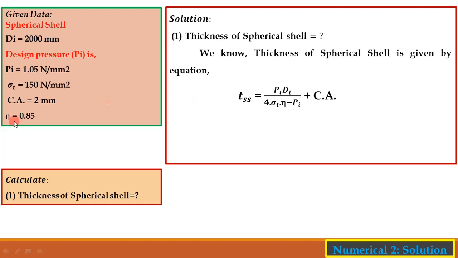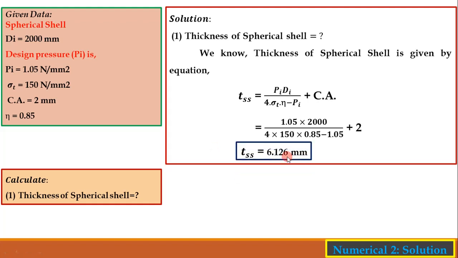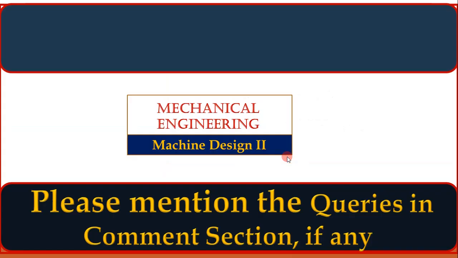The weld joint efficiency is 0.85, and the corrosion allowance Ca is also given as 2 mm. By putting all these values here, we get the thickness of the spherical shell as 6.126 mm. This is the answer of this second problem. With this answer, we have completed the solution of the second problem.